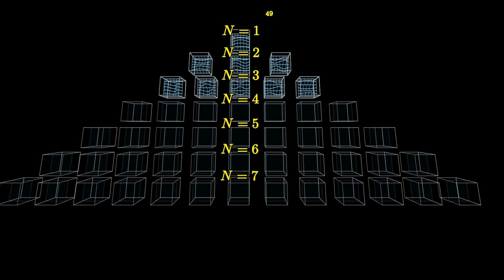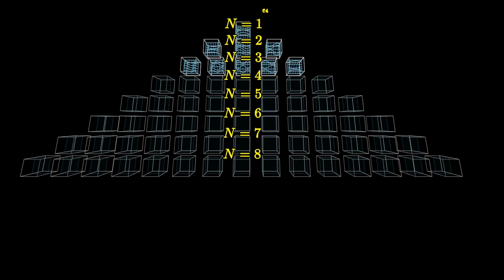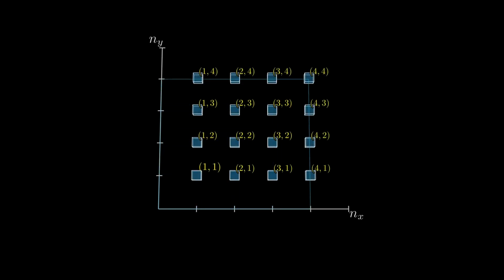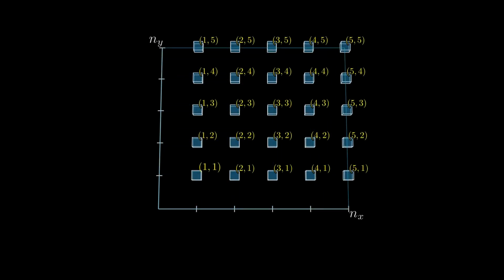An even clearer way to visualize this is using what we call mode space. We place nx on the horizontal axis and ny on the vertical axis. Each point on this grid represents a possible standing wave mode.